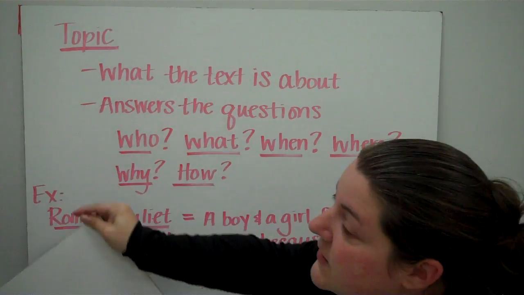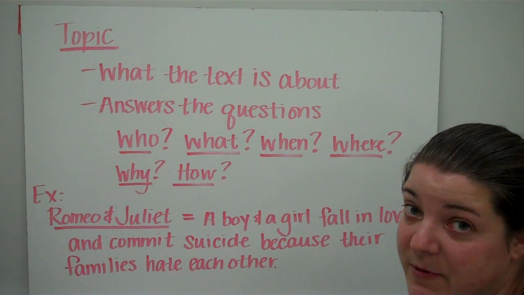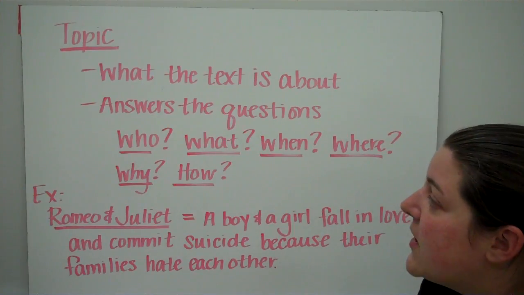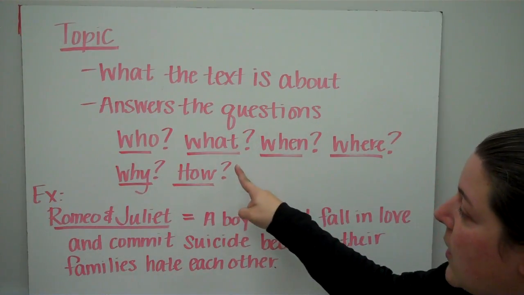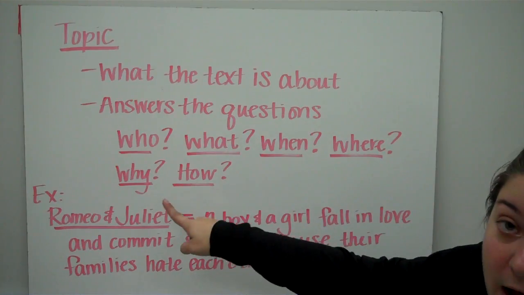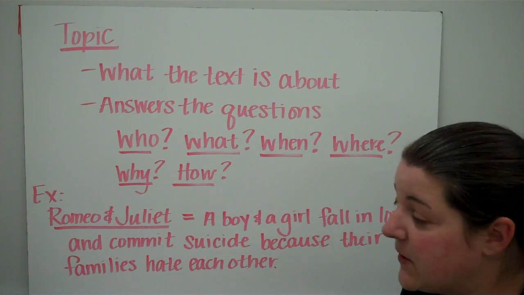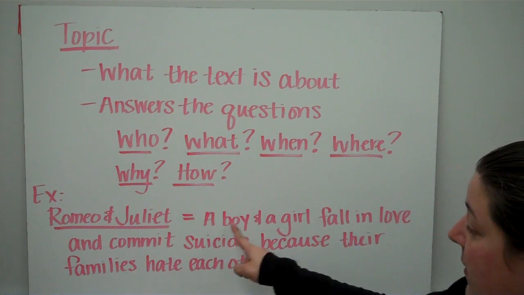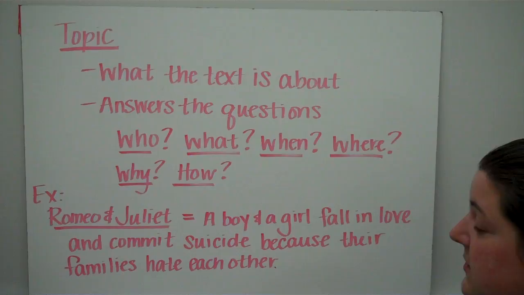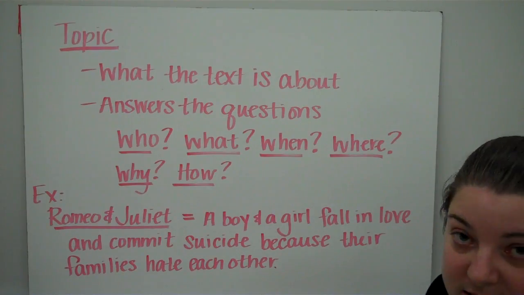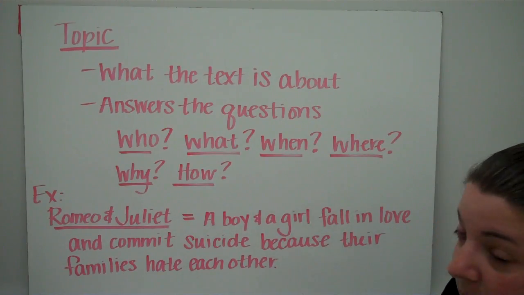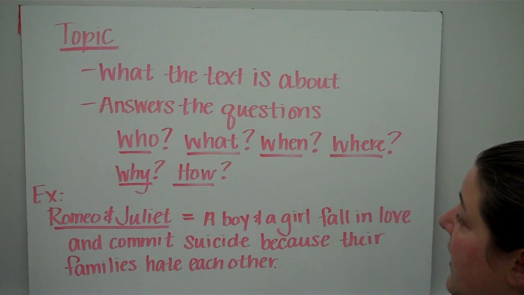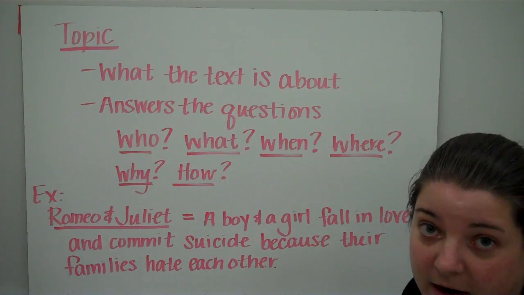So our next concern is, what is a topic? The topic is what the text is actually about. So it answers the questions who, what, when, where, why, and how. So an example of this would be in Romeo and Juliet. The topic is a boy and a girl fall in love and commit suicide because their families hate each other. Who? Romeo and Juliet, the boy and the girl. What? They fall in love and commit suicide, and it goes forward from there.